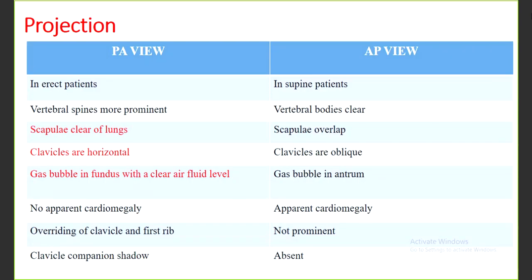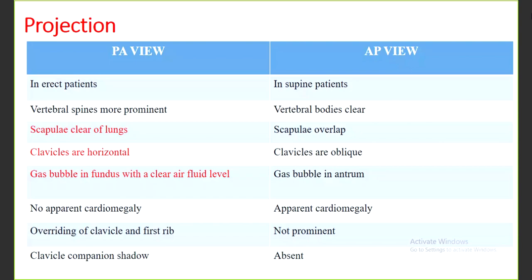For proper assessment of a chest X-ray, as far as a cardiologist is concerned, we should have a PA view. Now, to confirm that our X-ray is a proper PA view, it has to be taken in erect position, not in bedridden ICU patients. The vertebral spines will be very prominent in PA view, whereas in AP view, the bodies are more prominent. We have to make sure the scapula are clear of the lungs, the clavicles should be horizontal, and the gas bubble in the fundus of the stomach should have a clear air fluid level, and the bubble should not be in the antrum.